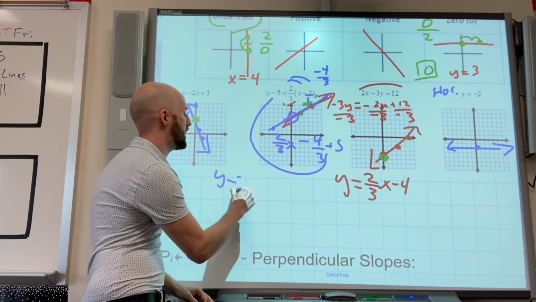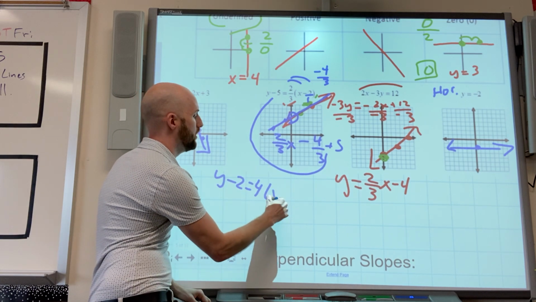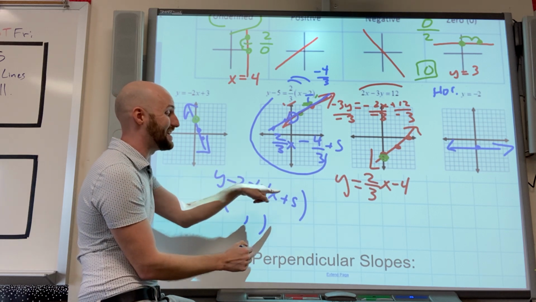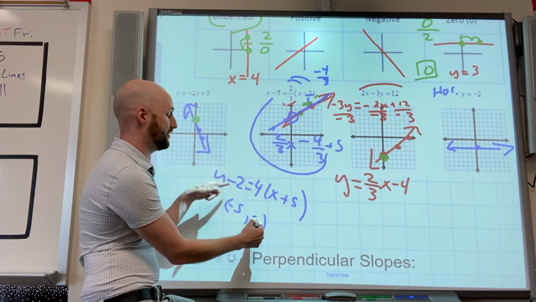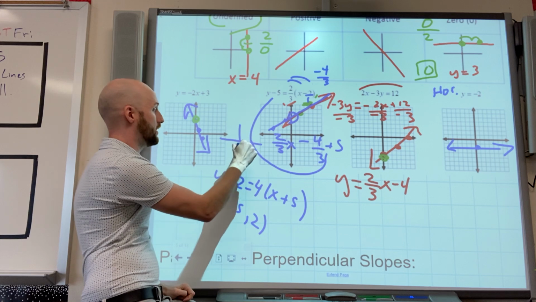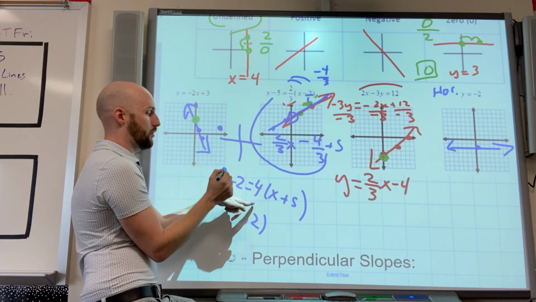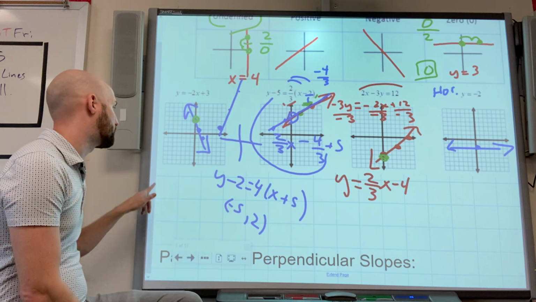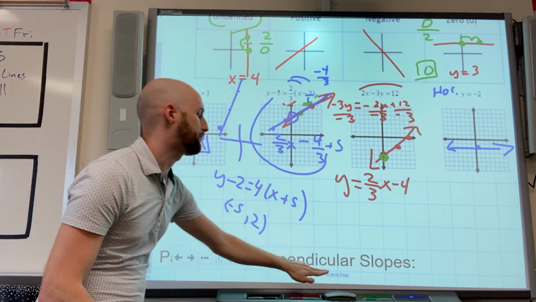So if I just randomly gave you y minus 2 equals 4, x plus 5, you would say, there's a hidden point in here, it's at -5, positive 2, and I would just go to negative 5, 2, and then start counting the slope, 4, 1, 4, 1, and get my line. Okay, knowing that is going to be super helpful, generally speaking.